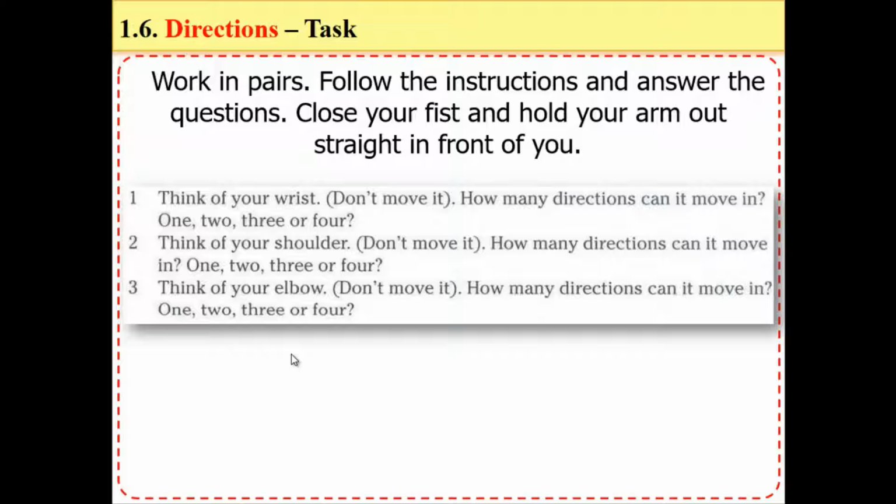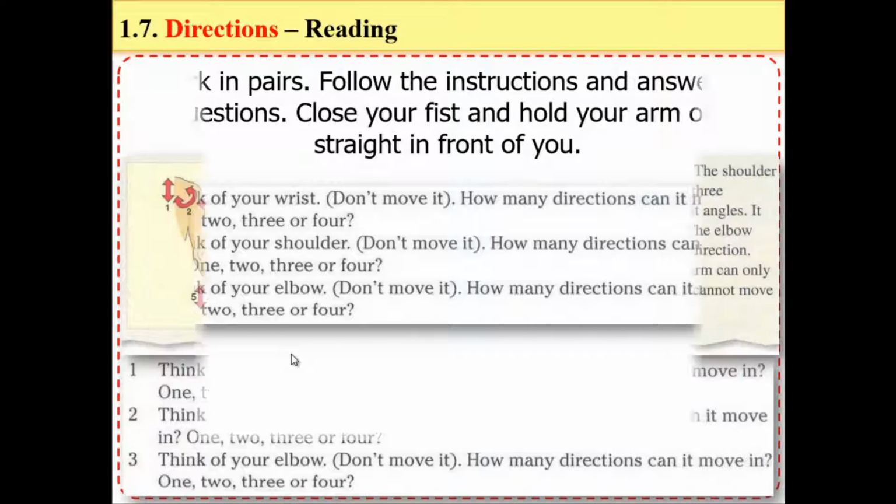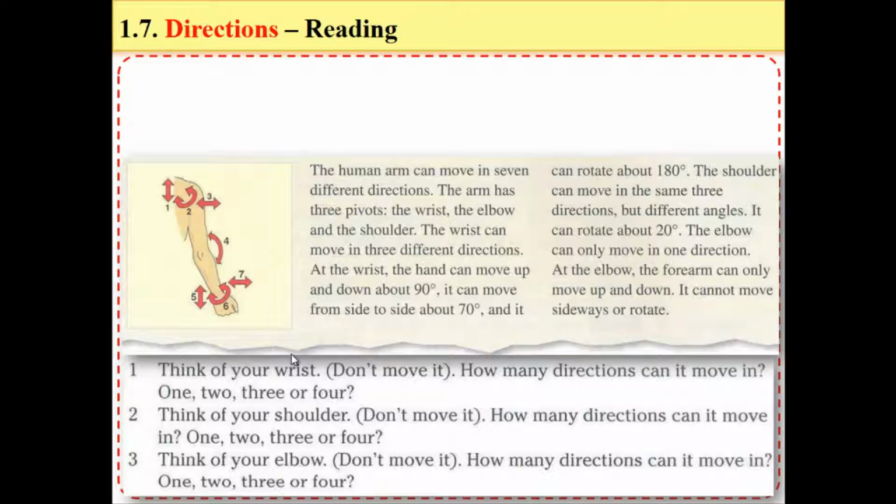And secondly, think of your shoulder. And remember, don't move it. How many directions can it move in? 1, 2, 3, or 4? And thirdly, think of your elbow. Remember, don't move it. How many directions can it move in? 1, 2, 3, or 4? And now you have to do the reading.